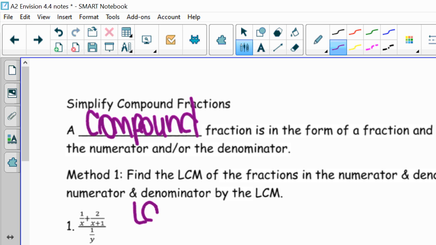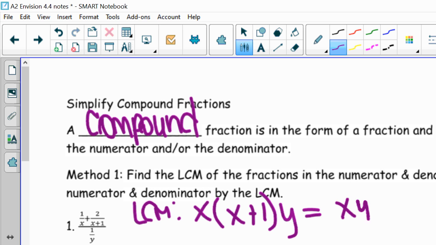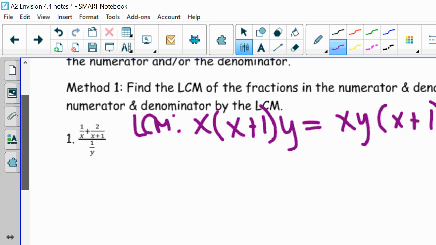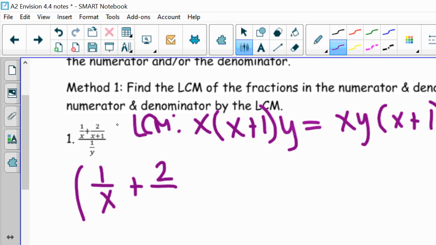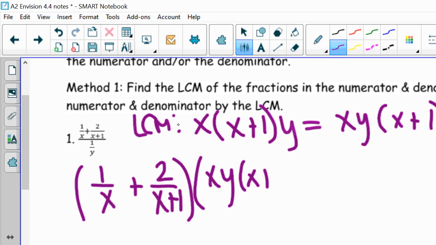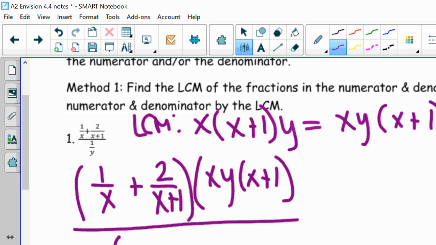So my LCM: everything that the first one has, x. I go to the second denominator, I have an x plus 1. I go to the bottom fraction, and that denominator is a y. So my LCM is xy times x plus 1. Okay. So now I want to multiply the numerator and the denominator by that. So I'm going to take the top, 1 over x plus 2 over x plus 1, multiply by xy times x plus 1, over the denominator, 1 over y, also gets multiplied by xy times x plus 1.